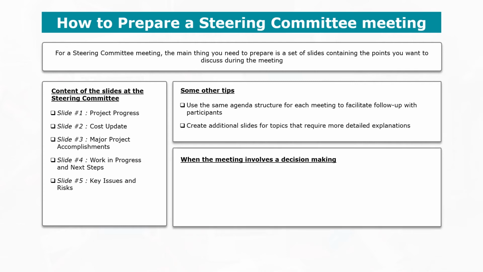Then let's talk about how you should prepare for a steering committee meeting that requires a decision from the steering committee members. As a project manager, when you want the steering committee to make a decision during a meeting, additional preparation on your part is necessary. For example, you may ask the steering committee for a budget increase, like $20,000, to implement a different but better solution than the one originally planned.